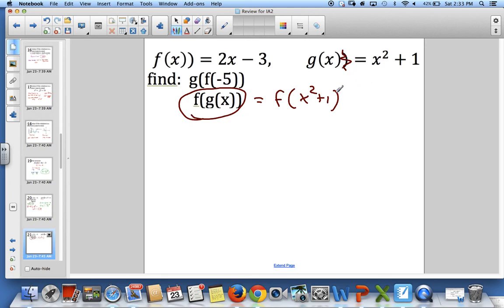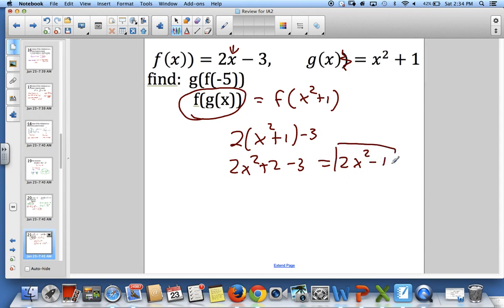So then I go to function f and replace the x with this whole thing here. So it's 2 times (x squared plus 1), or, I didn't finish, sorry about that. Hold on a second, I haven't finished that equation. That's, x has become this, and I put minus 3. And that becomes 2x squared plus 2 minus 3, which is 2x squared minus 1.